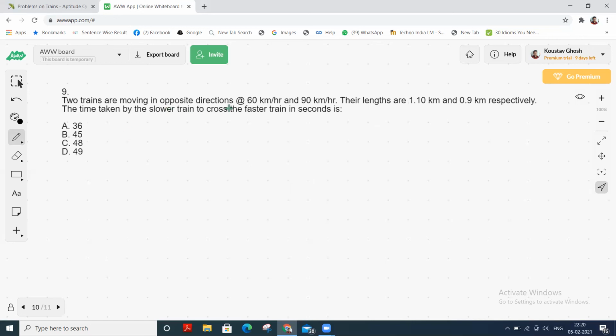Two trains are moving in opposite directions at 60 kilometers per hour and 90 kilometers per hour. Their lengths are 1.10 kilometers and 0.9 kilometers respectively. Find the time taken by the slower train to cross the faster train in seconds. So the relative speed is 60 plus 90, that is 150 kilometers per hour, which means 150 into 5 by 18.